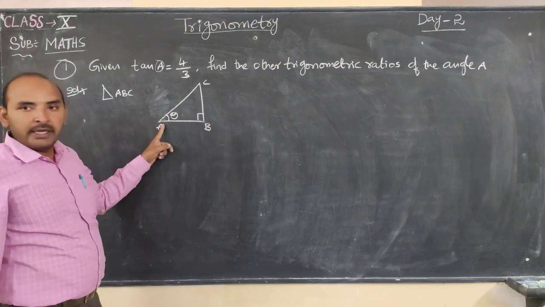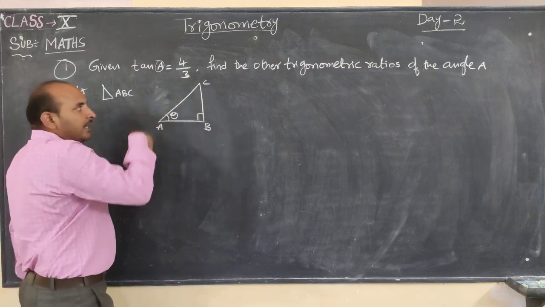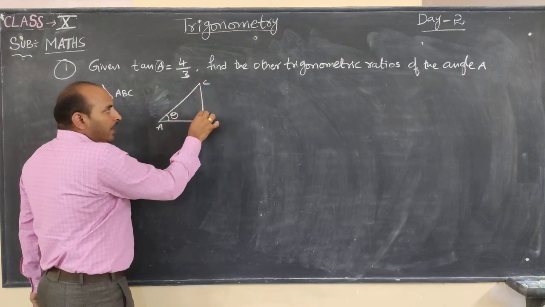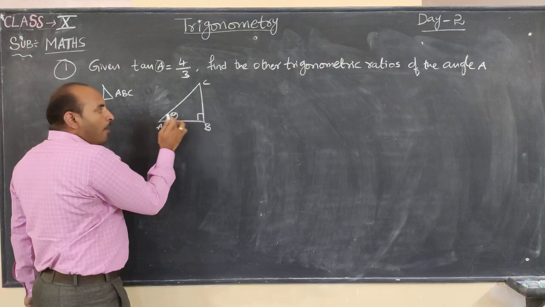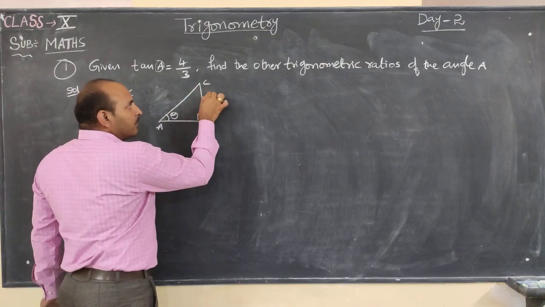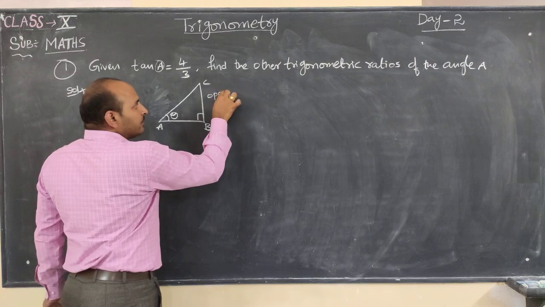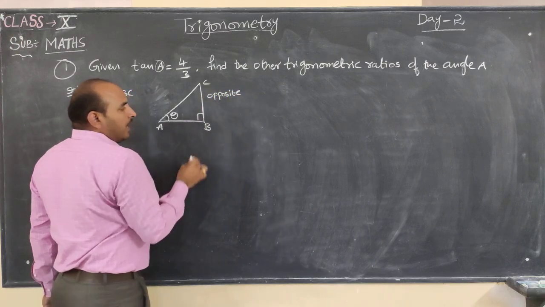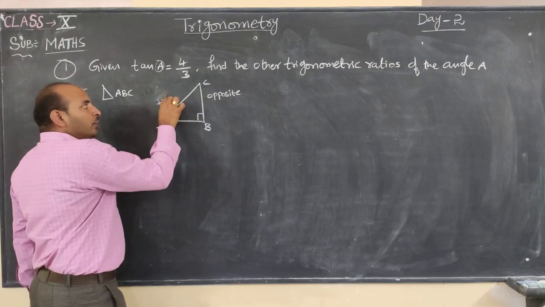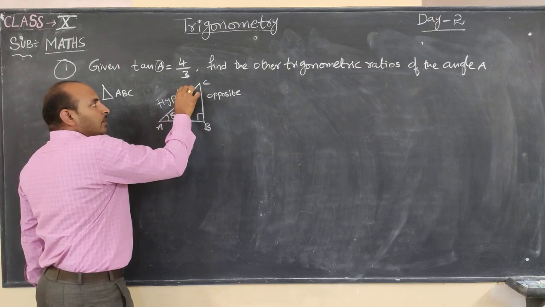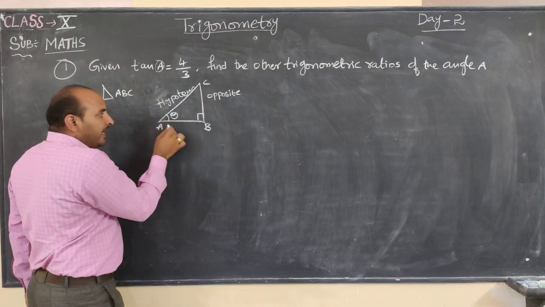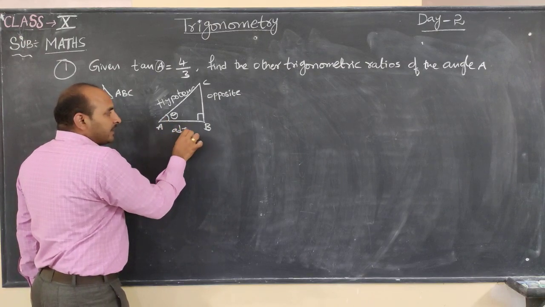One angle is theta. So in this right angle triangle, this side is exactly opposite to the angle. BC side is nothing but the opposite side. And this side, at 90 degrees to it, is the hypotenuse. And this is nothing but the adjacent side to the angle A. This is the adjacent side.